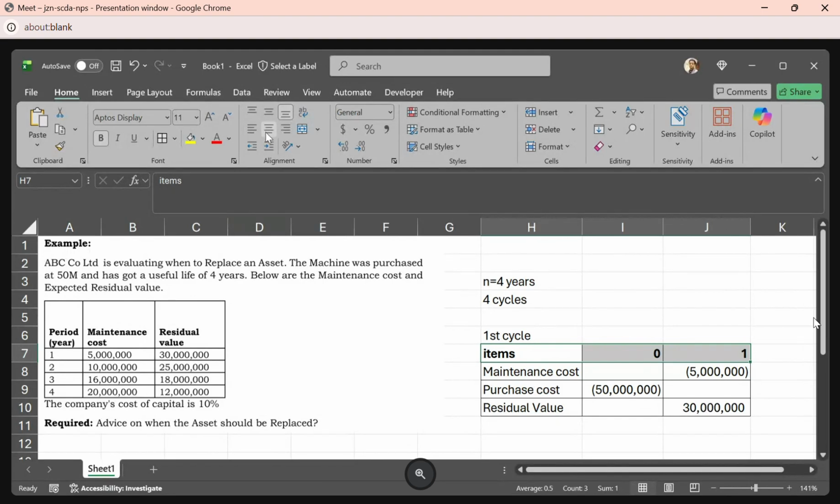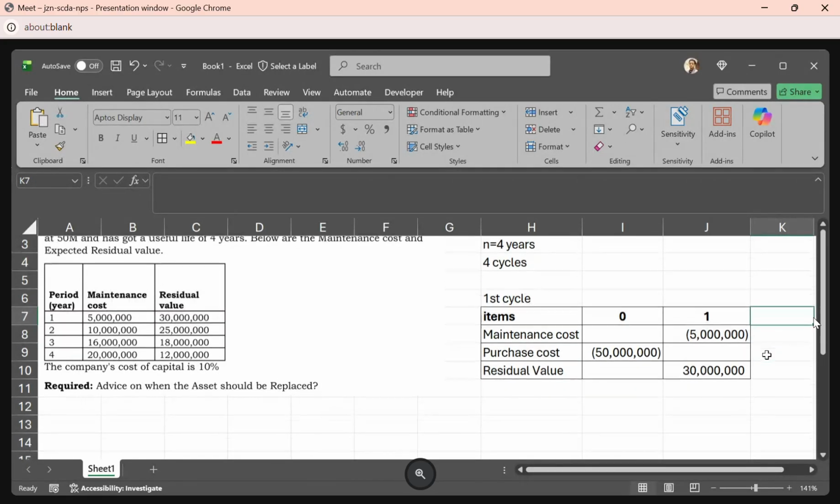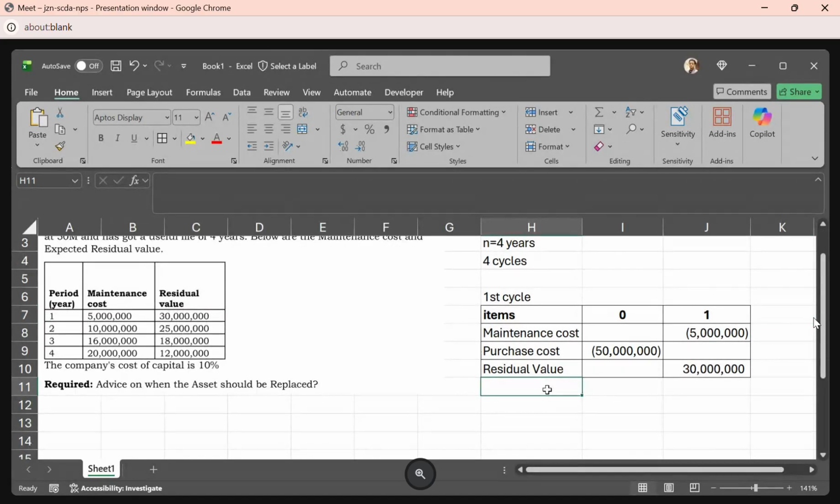We are concerned only with the costs and the cash outflows and inflows in year 1. So now we can have our net cash flows. Net cash flows will be this. This is our net cash flows.